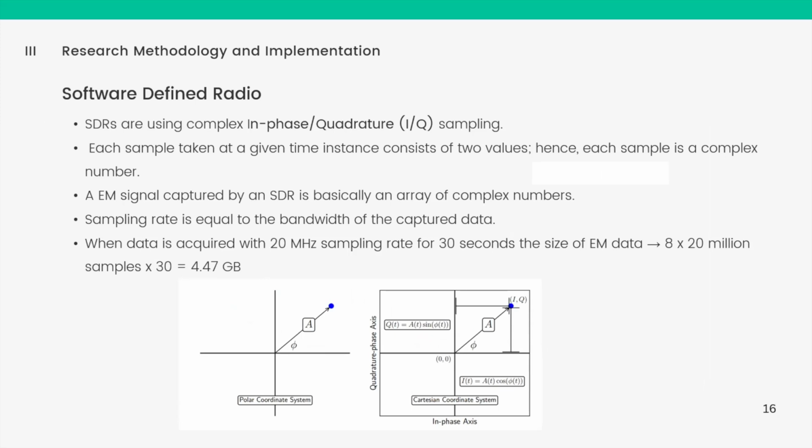Here the sampling rate is equal to the captured data's bandwidth, and we have used a 20 megahertz sampling rate. That's 20 million samples per second. So if you collect data for 30 seconds, you will end up with 4.47 gigabytes of data.